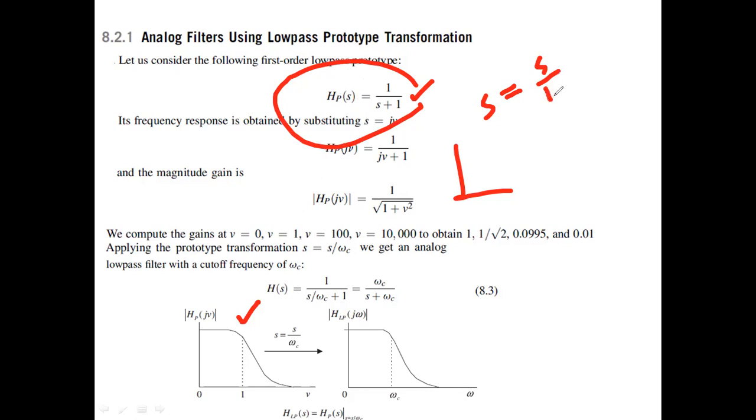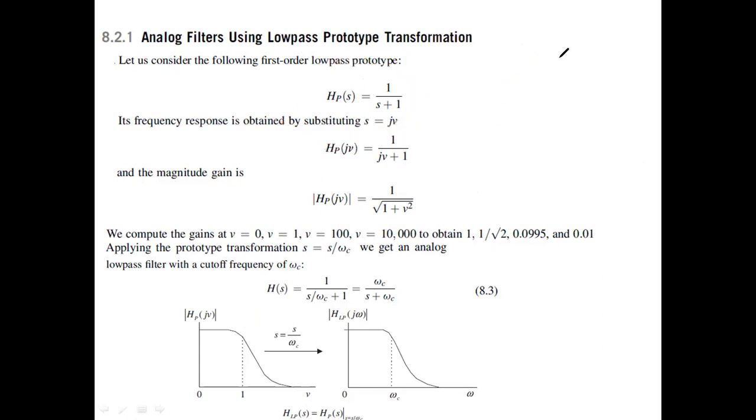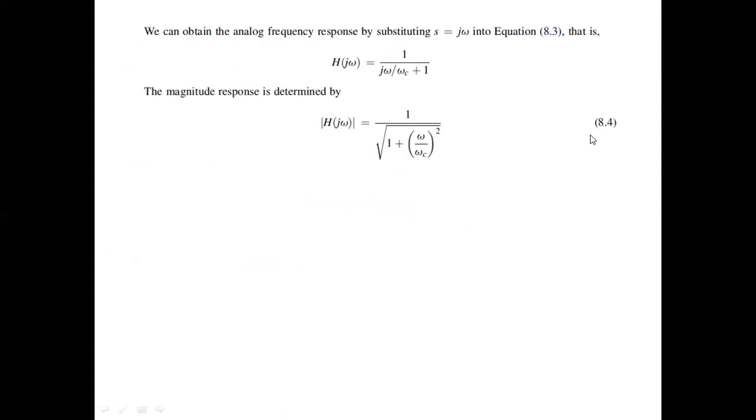So if I replace S by S over omega c, I get a low pass filter with a cutoff frequency of omega c. Whereas if I replace S by omega c by S, then I will get a high pass filter.